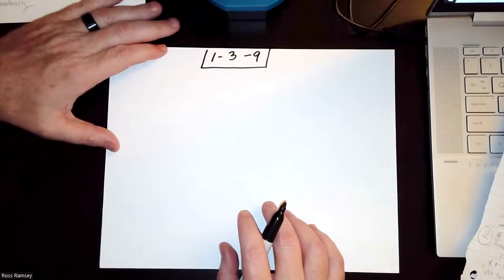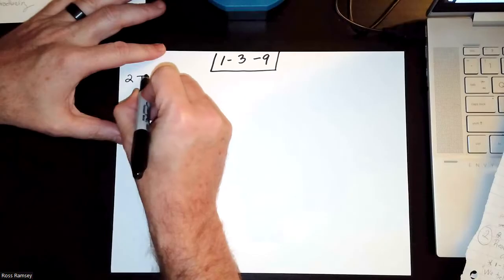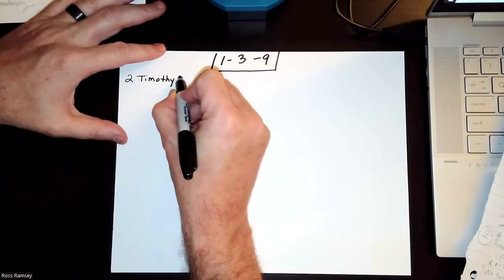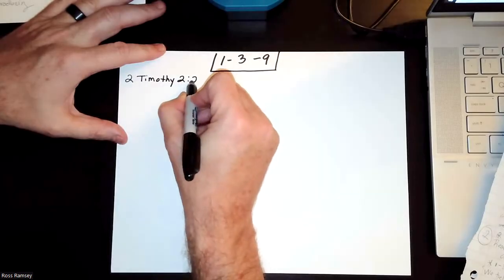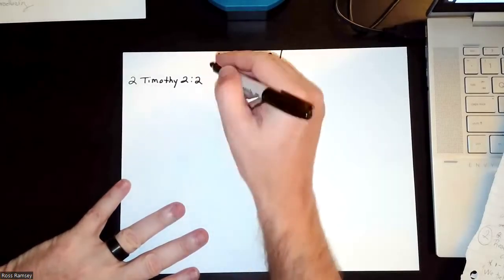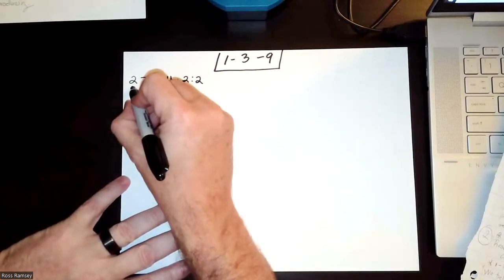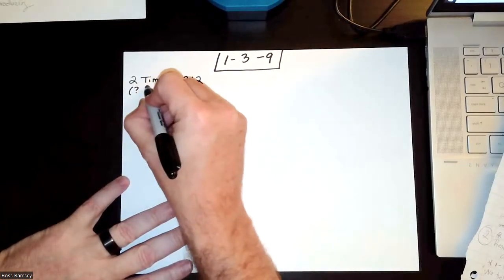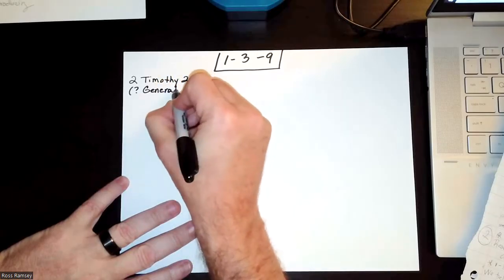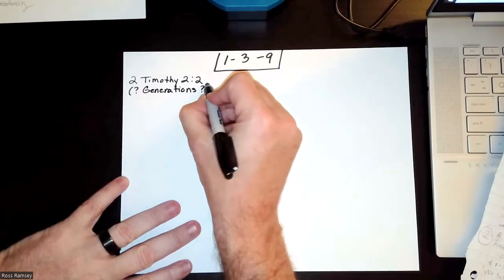So with that said, I want you to put 2 Timothy 2:2 right over here. This is a very famous passage in the discipleship world. I want you to read that. Someone read that out loud. And I want to ask the question, how many generations of leadership are represented in just that one verse?